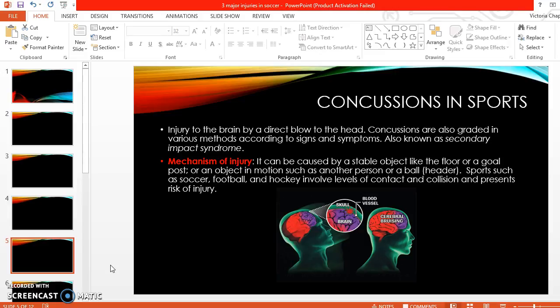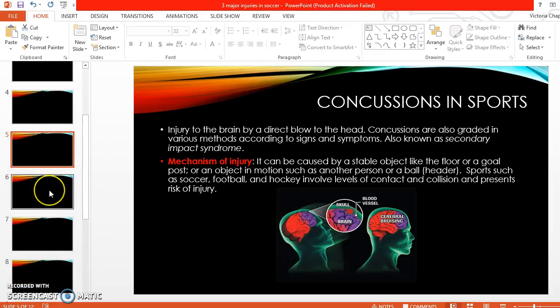Sports such as soccer, football, and hockey involve levels of contact and collision and present a risk of injury for concussions. And as you can see right here as well, we have a picture of the blood vessels in the skull and what it can do when concussed. Let's go to the next one.